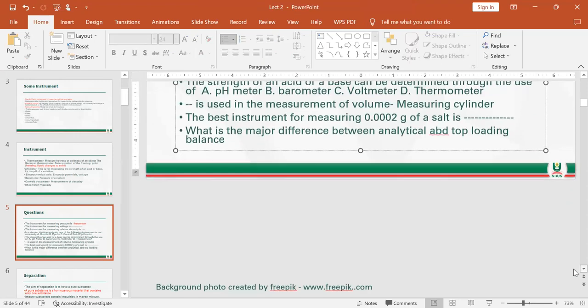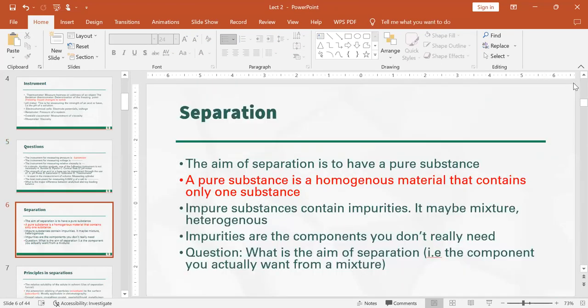What's the major difference between analytical and top loading balance? Pure substances. We want something that is pure.